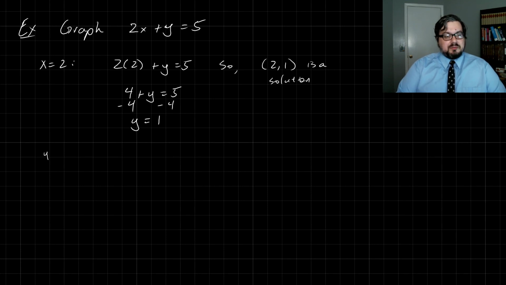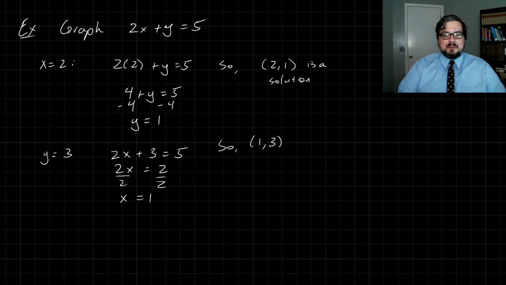And then if y equals 3, then we had that 2 times x plus 3 equals 5. So 2x equals 2 after we subtract 3 from both sides. And we got x equals 1. So this means that the point 1 comma 3 is a solution.